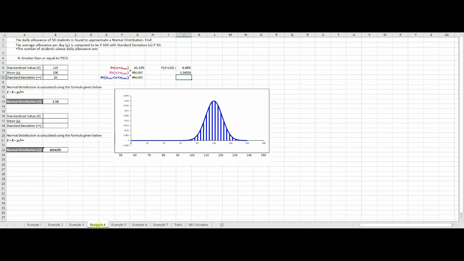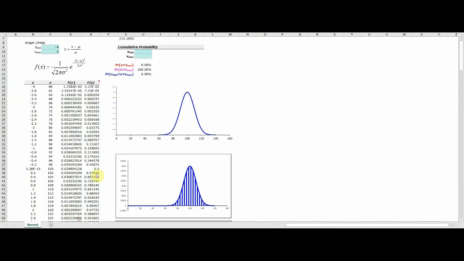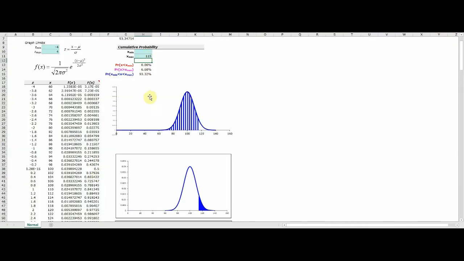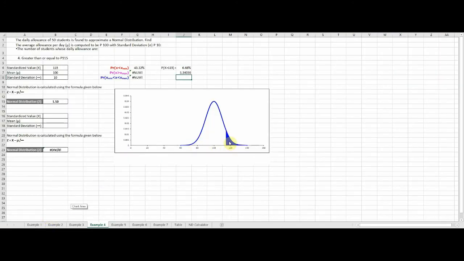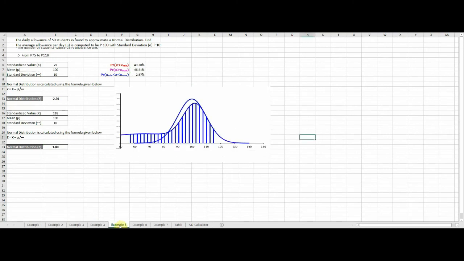Now, what will be the actual graph? So it is 115. Since we're going to the right side, it compensates. If the shaded region is lesser, therefore the probability is lesser and also the number of students. Let's go with number 5.